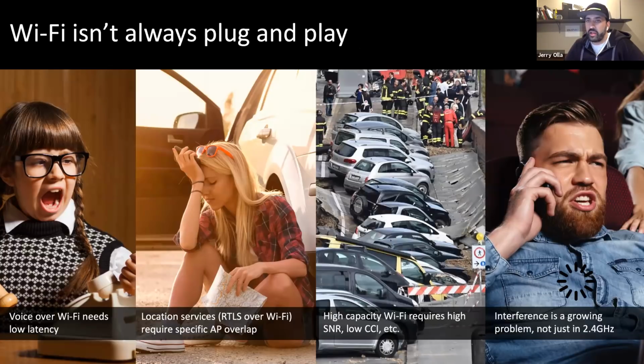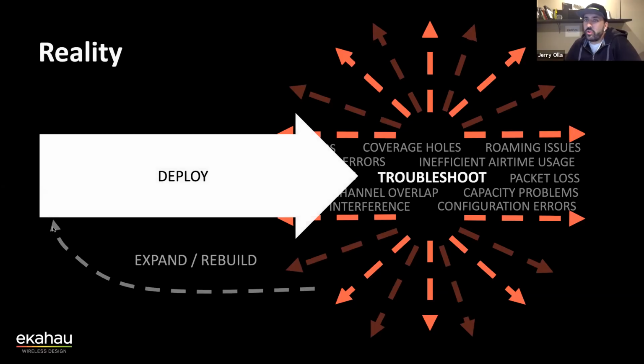We also have a lot of capacity challenges that we're facing. And then interference, we're seeing more and more wireless technologies operating in the same spaces as our Wi-Fi. So let's talk about that then. What is the reality of things?